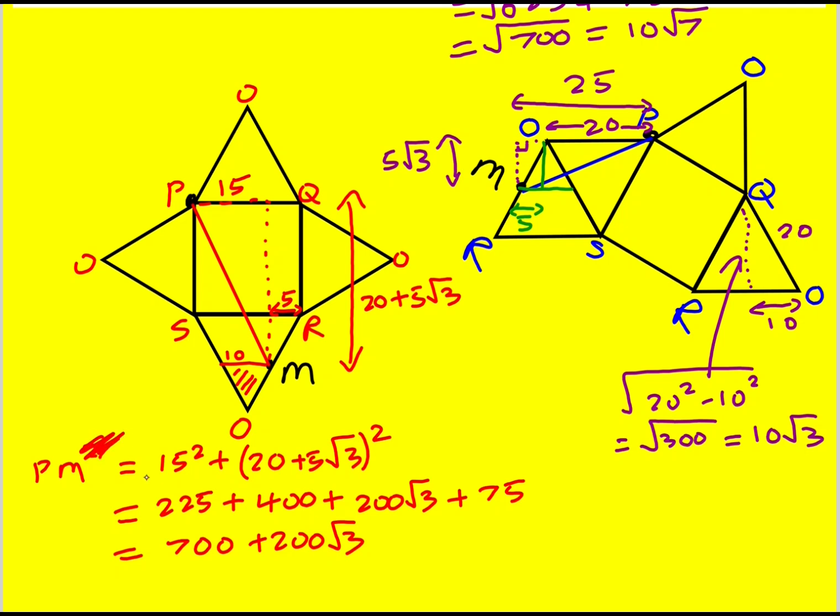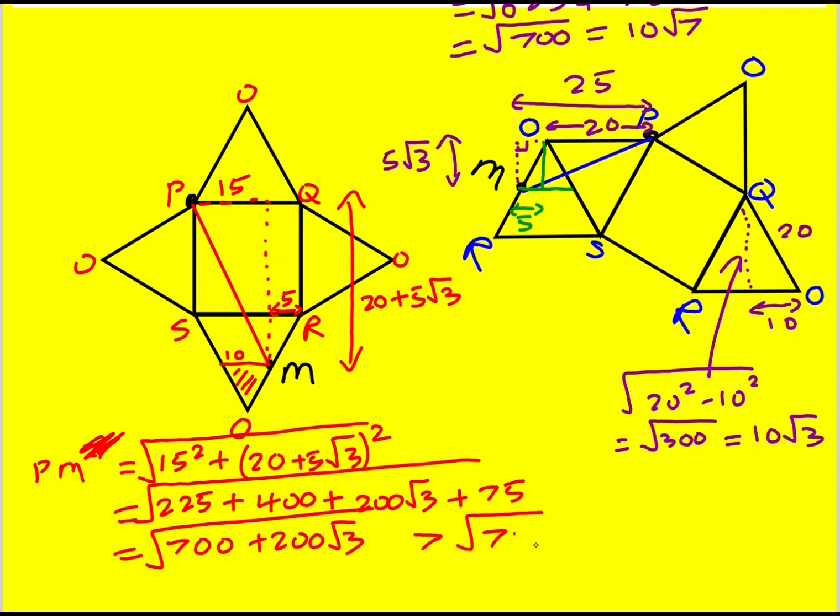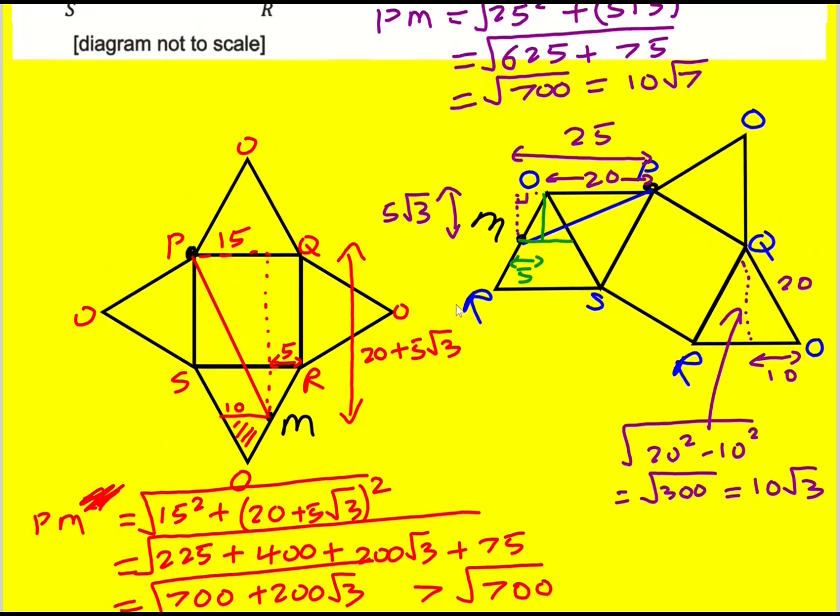And if I find PM, I take the square root, you can see I've got the square root of 700, but then I'm adding something on. So this is necessarily going to be bigger than the square root of 700. So we don't need to go any further. We can see that the other one is going to be shorter. But if you wanted, if you weren't sure, then you could look into that.